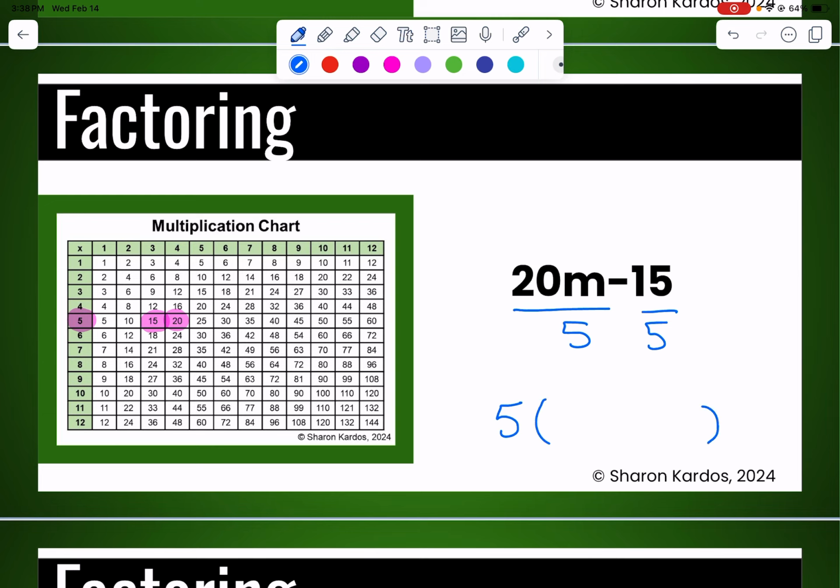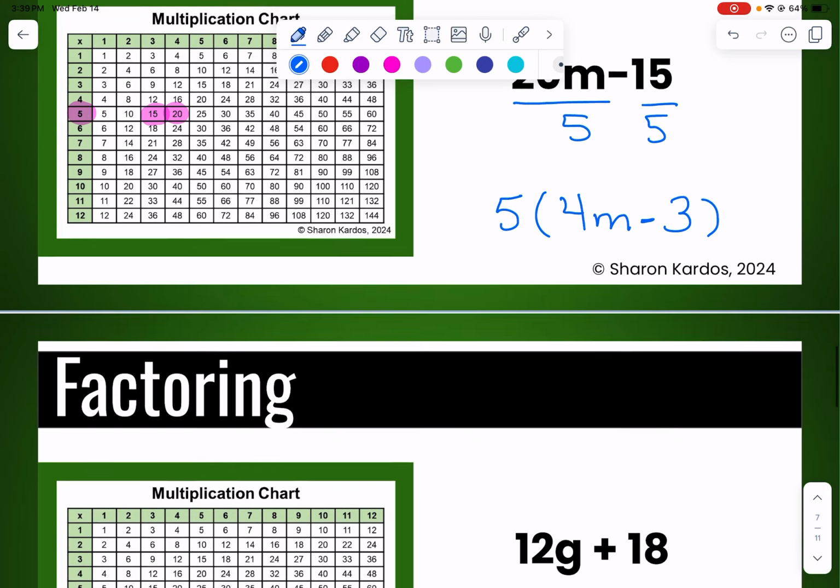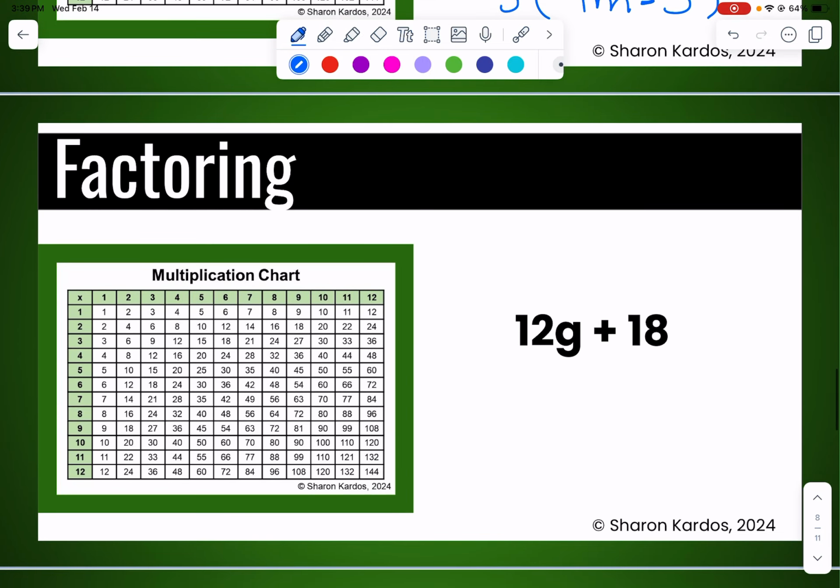When I divide 20 divided by 5, I get 4m, and this one must subtract, and 15 divided by 5 is 3. Now, if there were negatives in my problem, I would have to be a little bit more careful, but I don't really have any negatives, so this one's fairly straightforward. And you can always check by multiplying it back out. 5 times 4 is 20, and 5 times 3 is 15, so I know I did do it correctly. Next problem, pause the video, take a moment, try it on your own, and then come back to the video to check your answer.